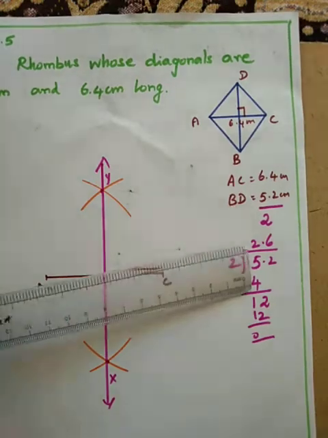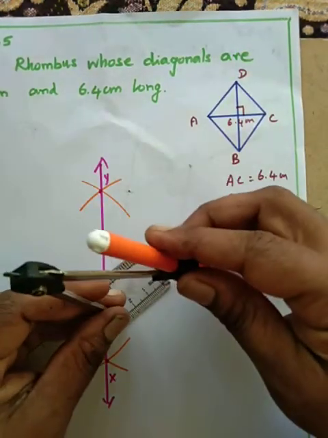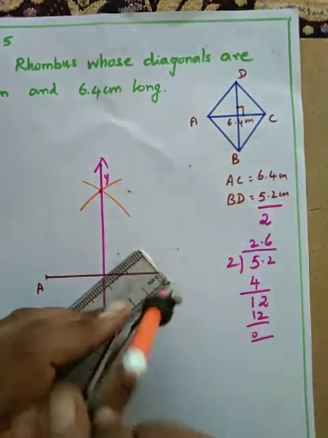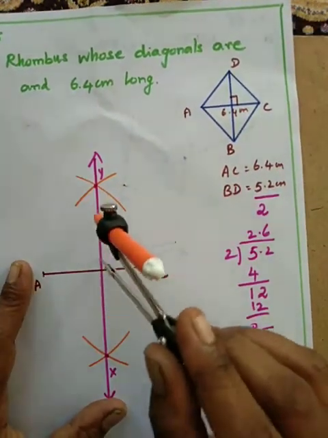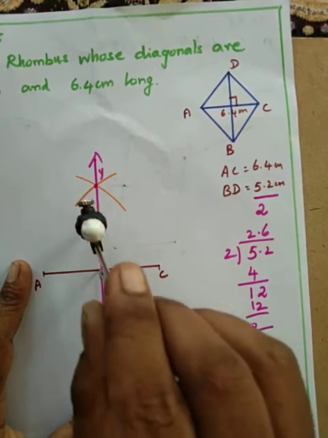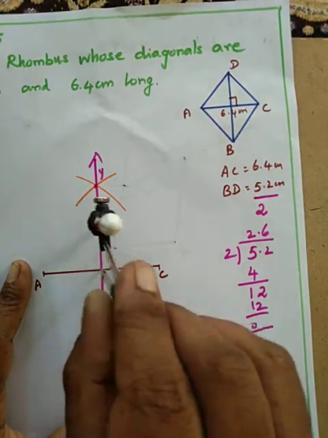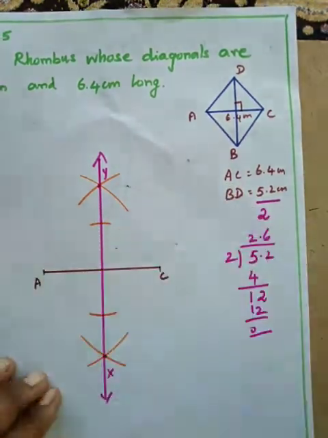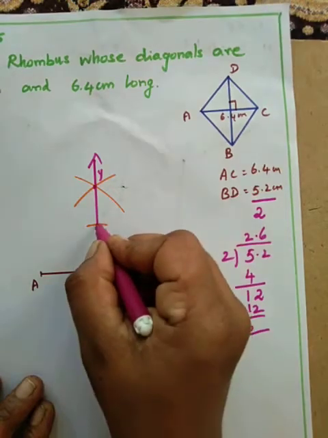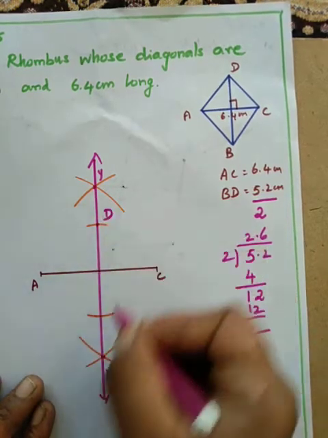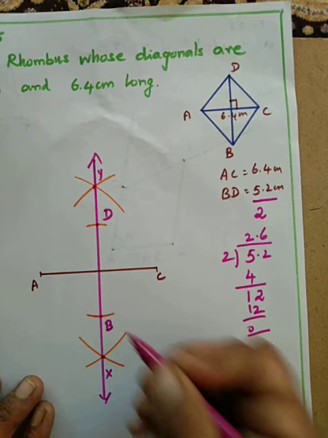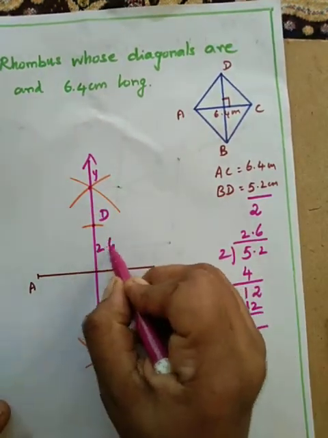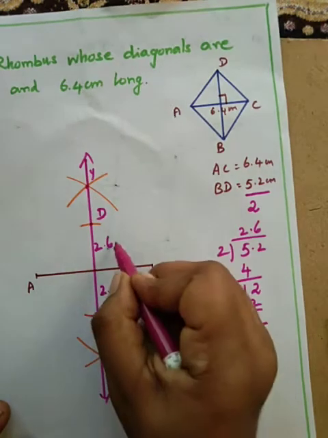So exactly 2.6 centimeter you take in your compass and cut 2 arcs, placing it on the point O. O is the center point, right children? So here I am keeping the compass needle and cut the 2 arcs like this for 2.6 centimeter. This intersection point is D, and this is the intersection point B. Now here it is 2.6 centimeter, this is 2.6 centimeter and this is also 2.6 centimeter.